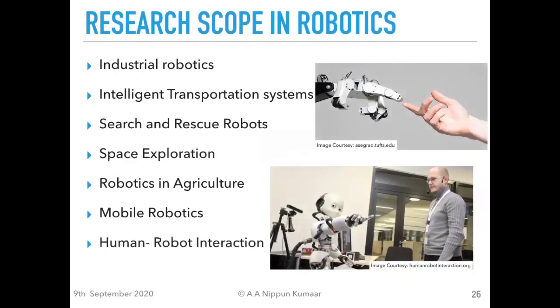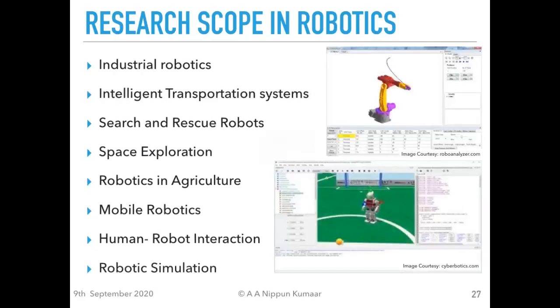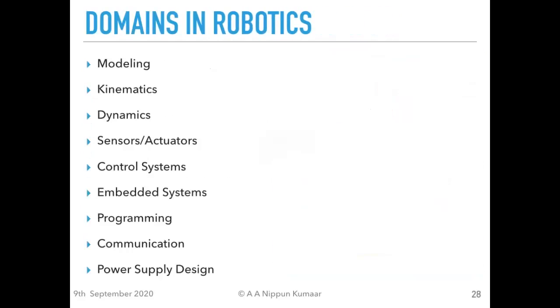Then an entirely different field, human robot interaction. That is a field where you look at how humans and robots can work hand in hand in an environment, and how that kind of interaction takes place. Research is going on in that area too. Then you have robot simulation. That's again a different field where you use a robot simulation tool, try to implement your applications, and then look at the performance and various other aspects. So yes, these are the different fields. Coming to the domains in robotics: okay, I'm a mechanical engineer, will I have a role to play?